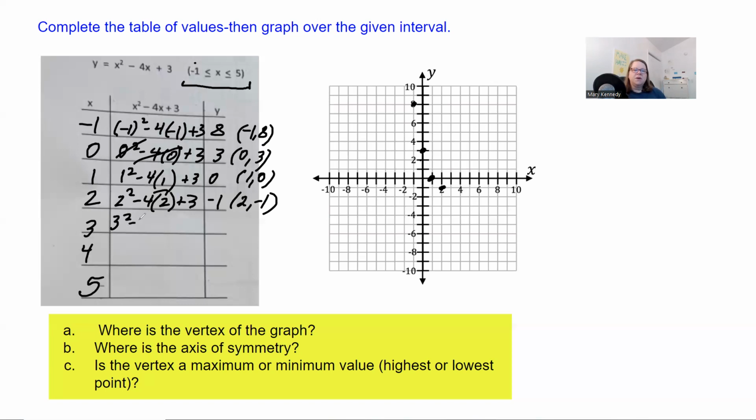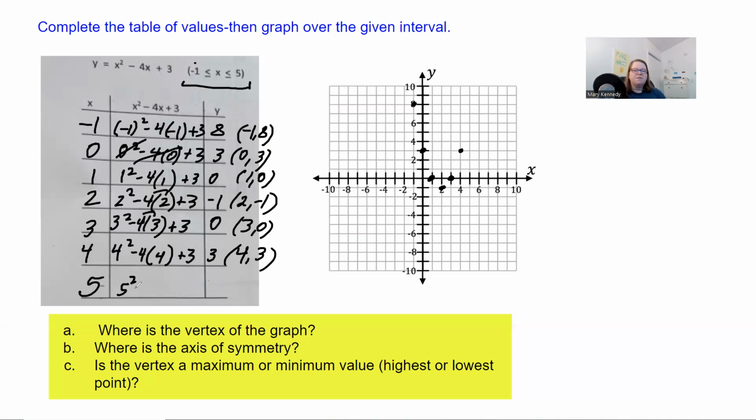And then 3 squared minus 4 times 3 plus 3. Okay, so 9 minus 12, 4 times 3 is 12. It's -3 plus 3 is 0. Okay, so 3, 0. Interesting. So 3, don't go up or down, just stay at 0. Then 4 squared minus 4 times 4 plus 3. So 16 minus 16 is 0. Plus 3 is 3. So this point should be 4, 3. So at 4, we should be up 3.